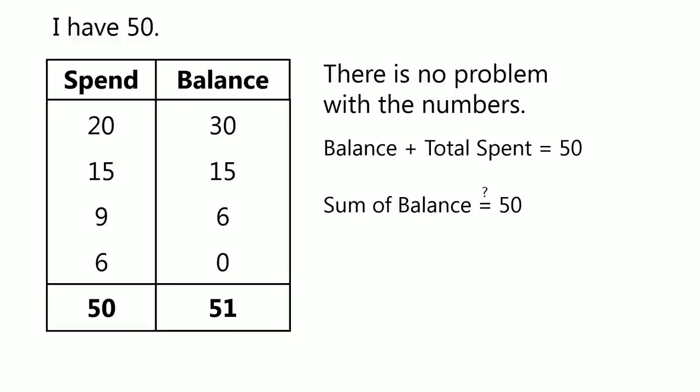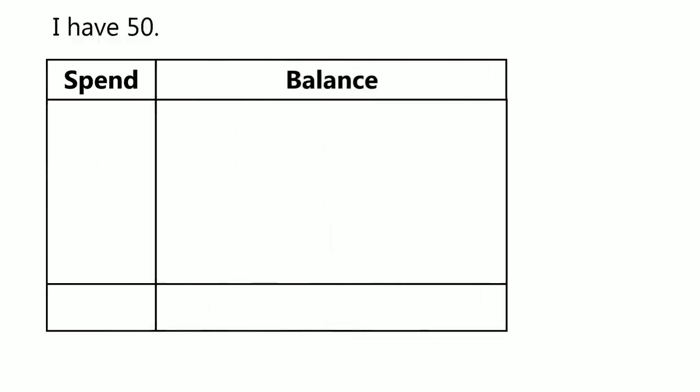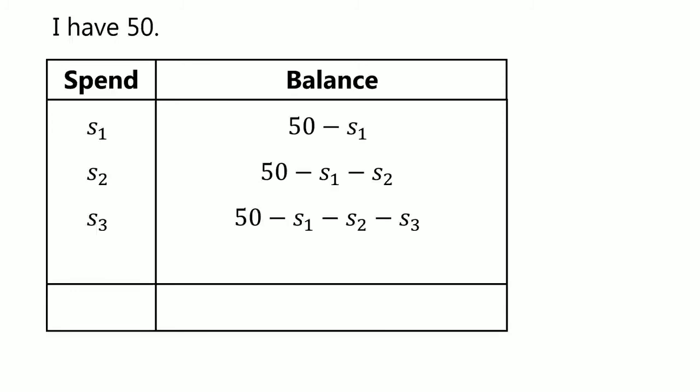Let's think of this problem a little bit more abstractly. Let's suppose we spend S1, our balance will be 50 minus S1. We then spend S2, we have a balance of 50 minus S1 minus S2. If we then spend S3, we subtract S3 from the balance column, and the same goes with S4.